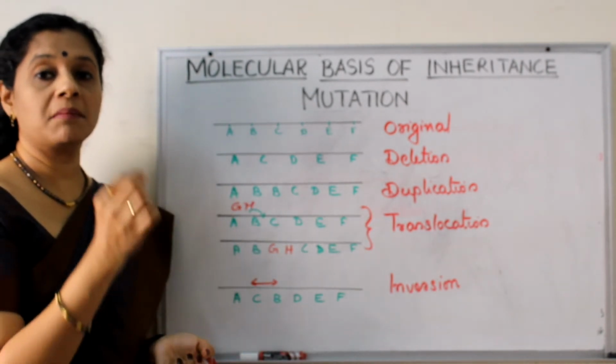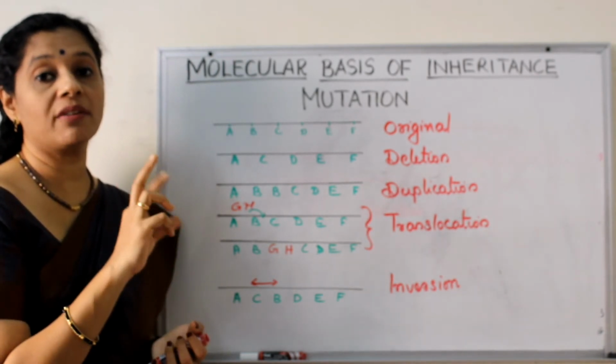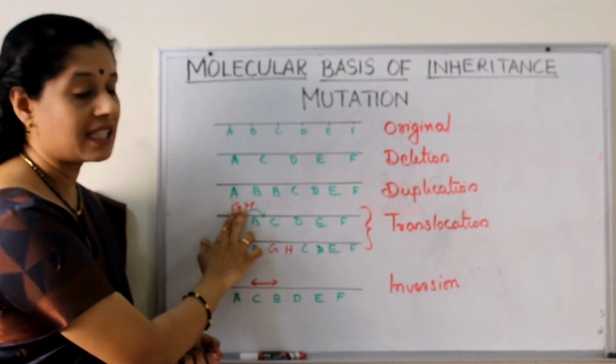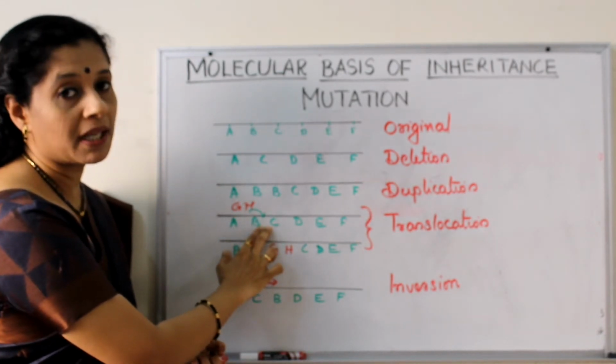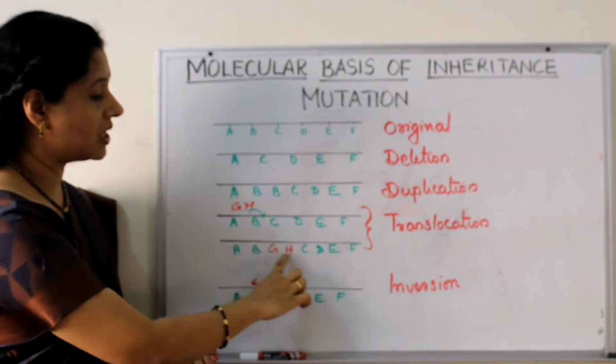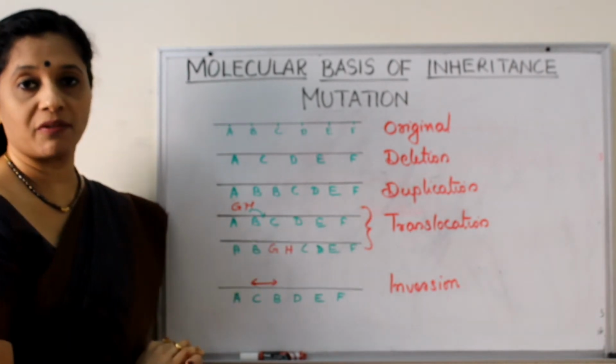Okay, so this is from another pair of chromosomes, exchange of parts between homologous chromosomes. So here the GH genes are coming and getting incorporated between genes B and C. So now the sequence becomes A, B, G, H, C, D. It's a new combination of chromosome.